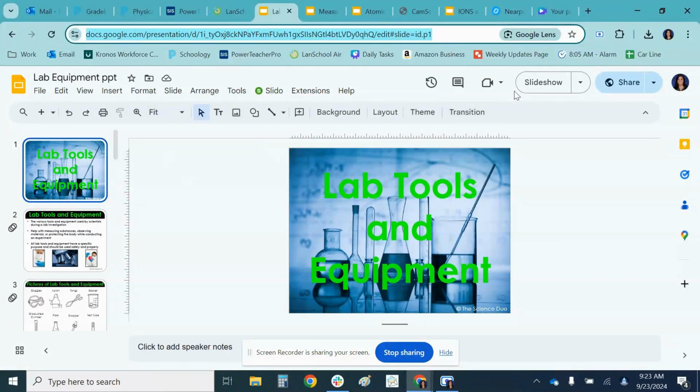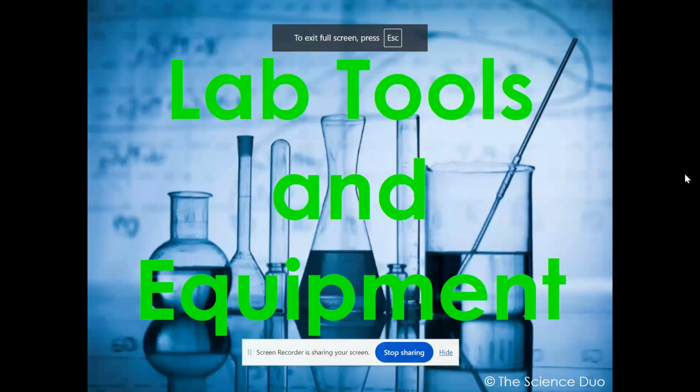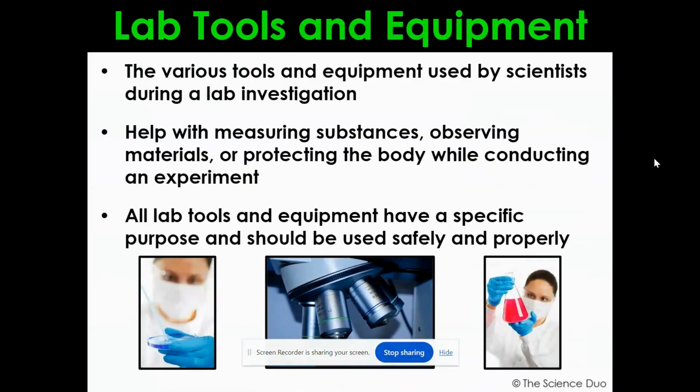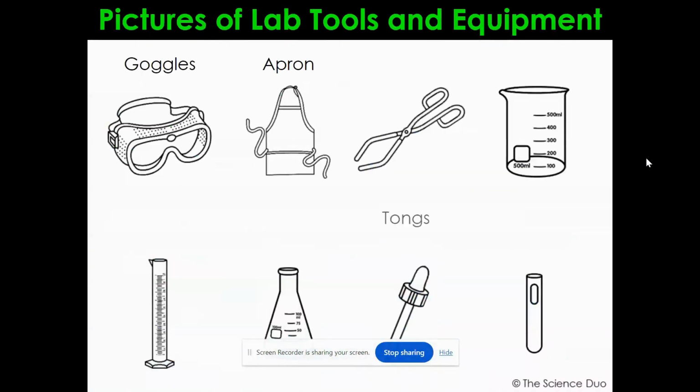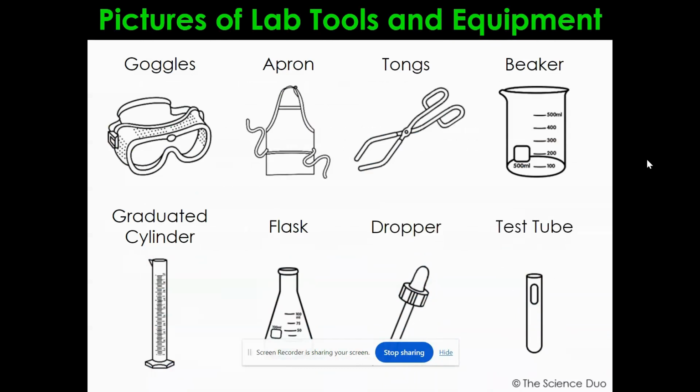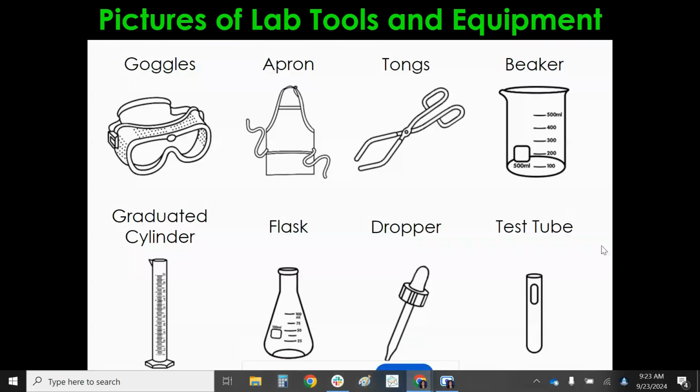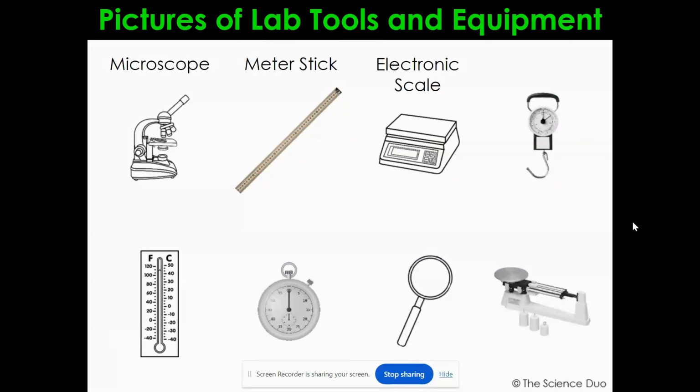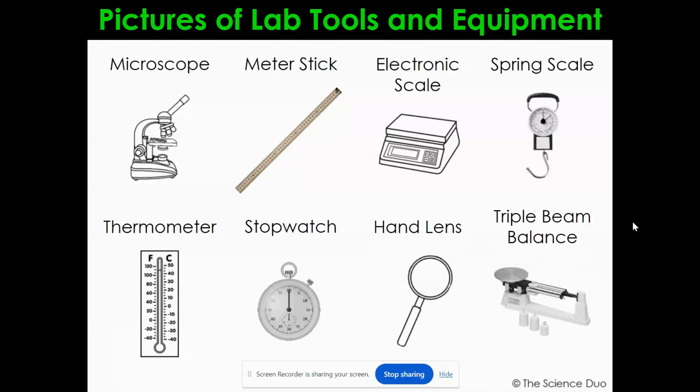Lab tools and equipment. You are expected to know your lab tools and equipment very quickly. You can find this presentation in your week 1 folder as well. These are the tools that you need to know: goggles, apron, tongs, beaker, graduated cylinder, flask, dropper, and test tube, as well as microscope, meter stick, electronic scale, spring scale, thermometer, stopwatch, hand lens, and triple beam balance.